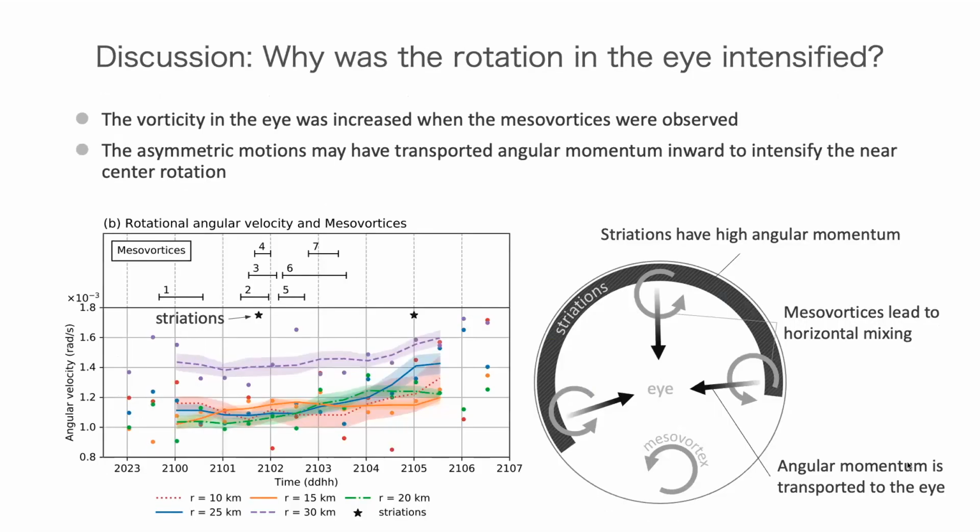Finally, we discussed why the rotation in the eye has intensified. This figure shows the derived angular velocity and the period of existence of the mesovortices. From it, the vorticity in the eye increased when the mesovortices were observed. So we suggest that the mesovortices transported angular momentum from the striations inward to intensify the near-center rotation. This is a graphical representation of the process.